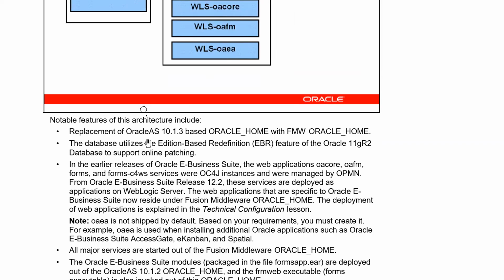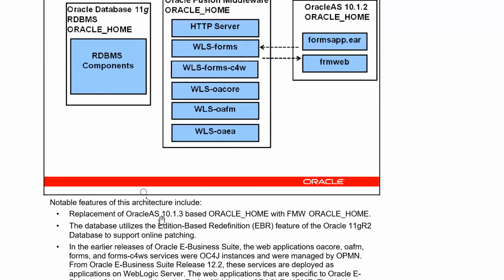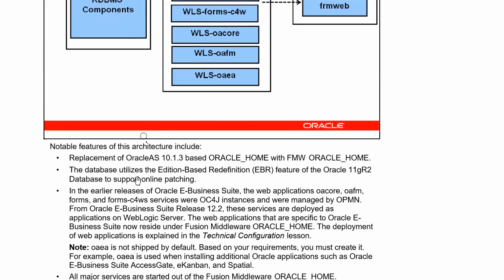Replacement: in the earlier version, we had something called Oracle Application Server. Replacement of Oracle AS 10.2 based Oracle Home with Fusion Middleware. Earlier it was called Oracle Application Server. Now it is called Fusion Middleware. The database also utilizes something called edition-based redefinition, which we are not going to discuss now. In further topics, mostly next week, we are going to discuss what this edition-based redefinition is.